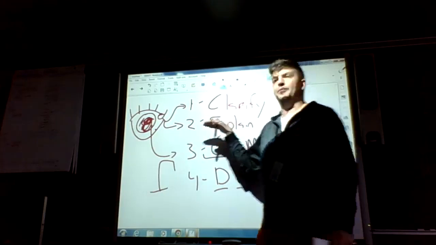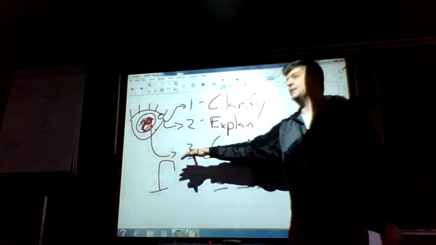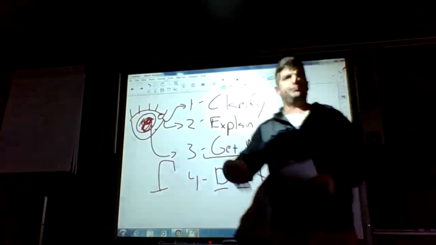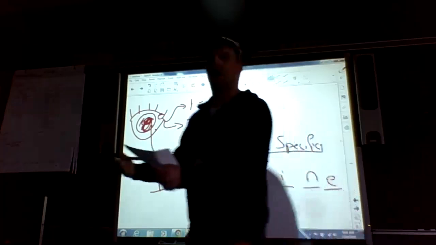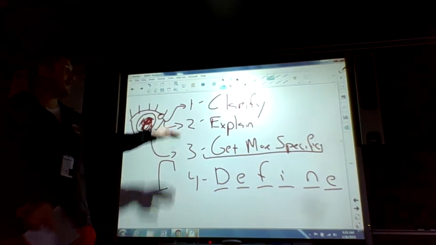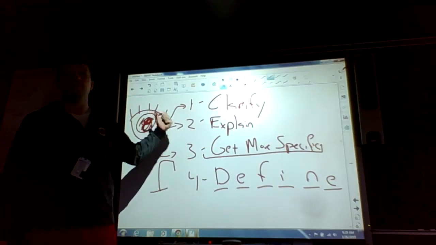To explain something means to explain how something works or the steps in a process. To get more specific means to provide more detail about something that is vague, and to define means to define. No shroud of mystery there. Do you understand, class, the difference between these four words and how that relates to the nugget of information?